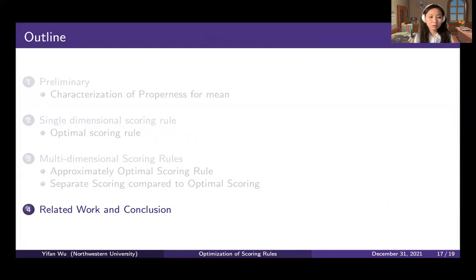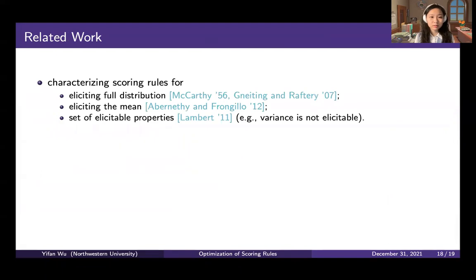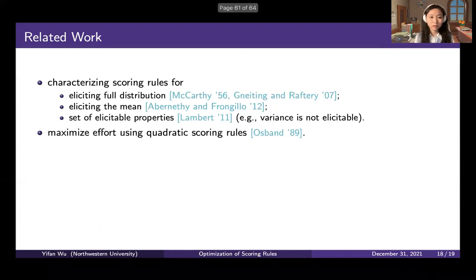In the last section, I will talk about some related work and conclusion. Previously, there is some work characterizing properness of scoring rules, for example, for eliciting the full distribution, eliciting the mean, and the set of elicitable properties. So these are the characterizations of properness. This work does not consider the incentivization of effort. Osband 98 considers maximizing effort with quadratic scoring rules. However, in our paper, we consider maximizing effort with the set of all scoring rules.